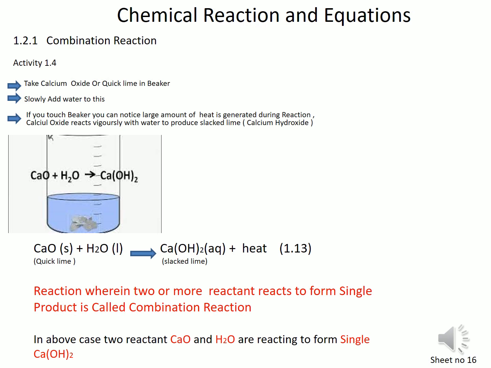Let us see further, 1.2.1 combination reaction. Activity 1.4. Take calcium oxide or quick lime in a beaker. So this is a beaker. In the beaker we have taken the calcium oxide. Okay. Slowly add water to this. Let us add water slowly. If you touch the beaker, you can notice a large amount of heat is generated during the process. Calcium oxide reacts vigorously with water to produce slaked lime, that is calcium hydroxide.